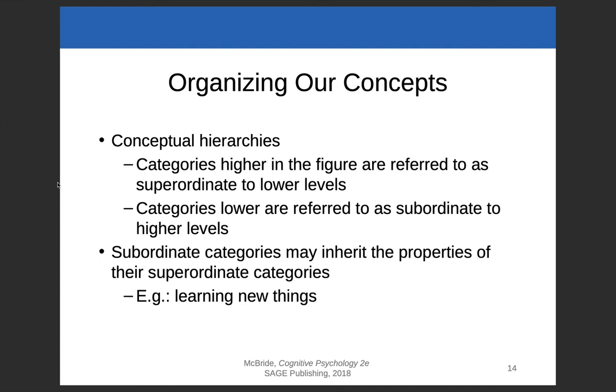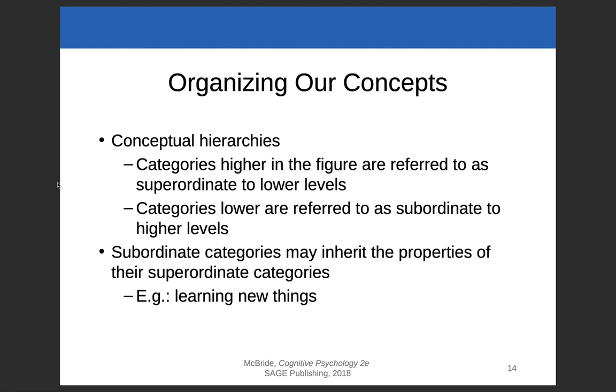So I have this hierarchy of categories going from very specific things at the very bottom to very general things at the very top. Categories that are above other categories are superordinate categories. So, for example, animal is superordinate to feline because animal comes above feline. And the categories that are below other categories are subordinate categories. So house cat is subordinate to feline because house cat is just one instance of many different types of feline.